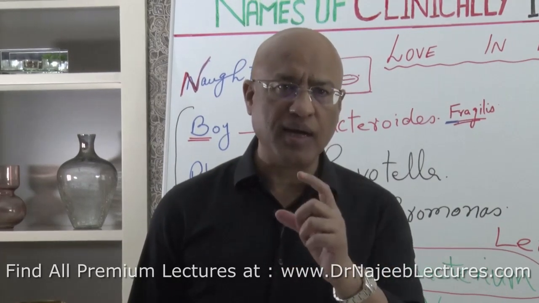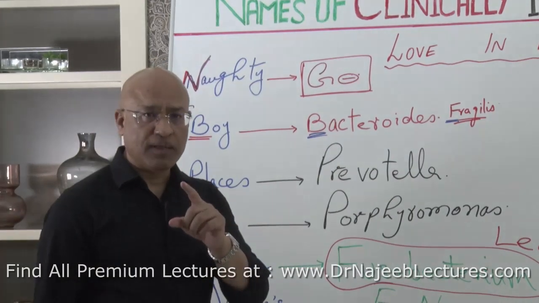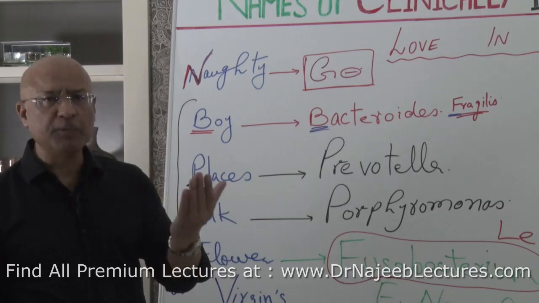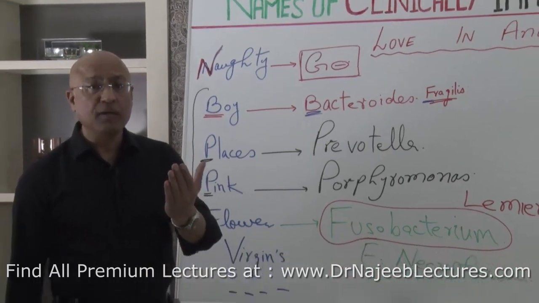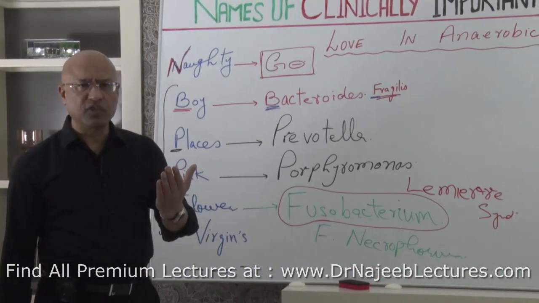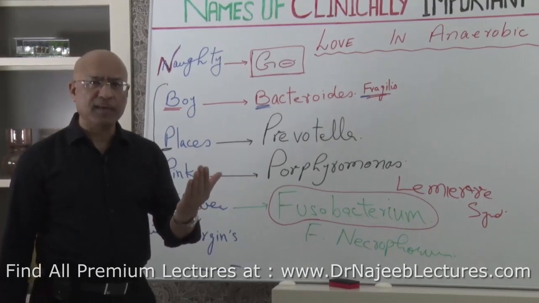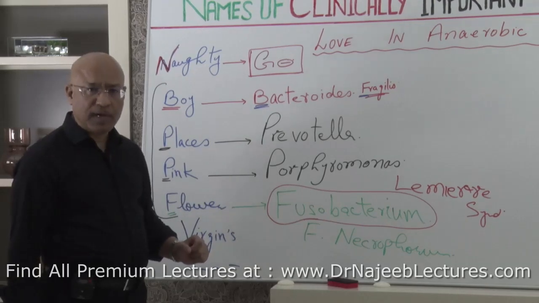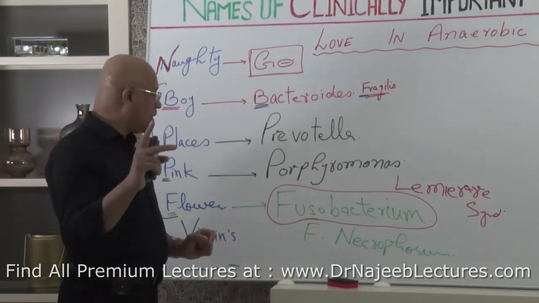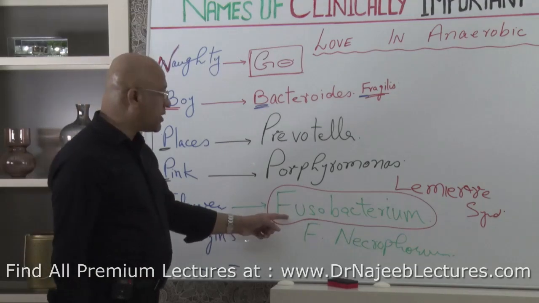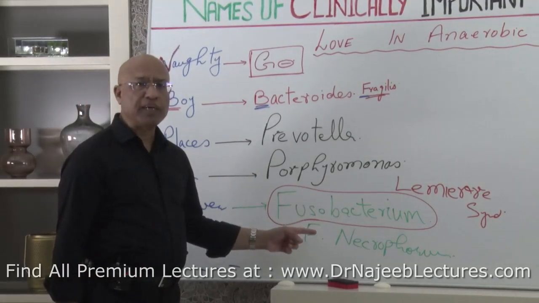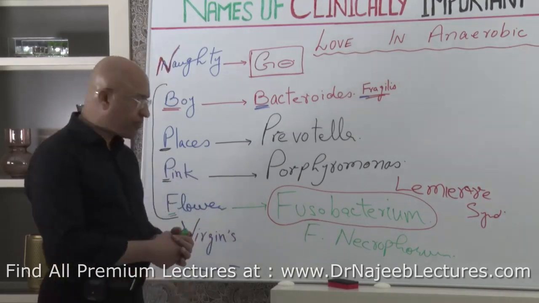Ludwig angina. There are many causes of Ludwig angina, but one of the microbes which might be involved in Ludwig angina, which is also a life-threatening situation if not properly taken care of, is Fusobacterium, right? So now we know about two life-threatening situations which are produced by Fusobacterium. Number one, Lemierre syndrome. Number two, it might be involved in Ludwig angina.